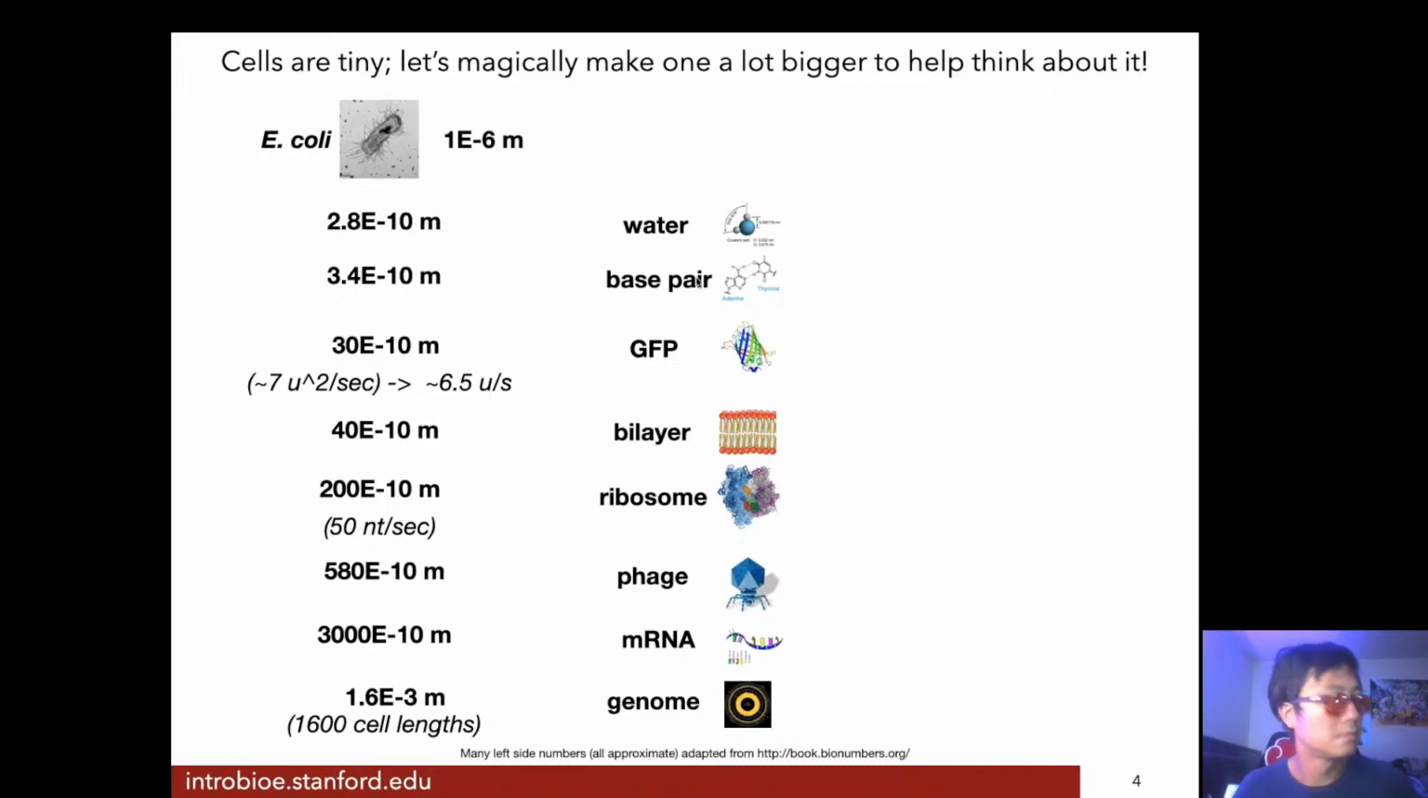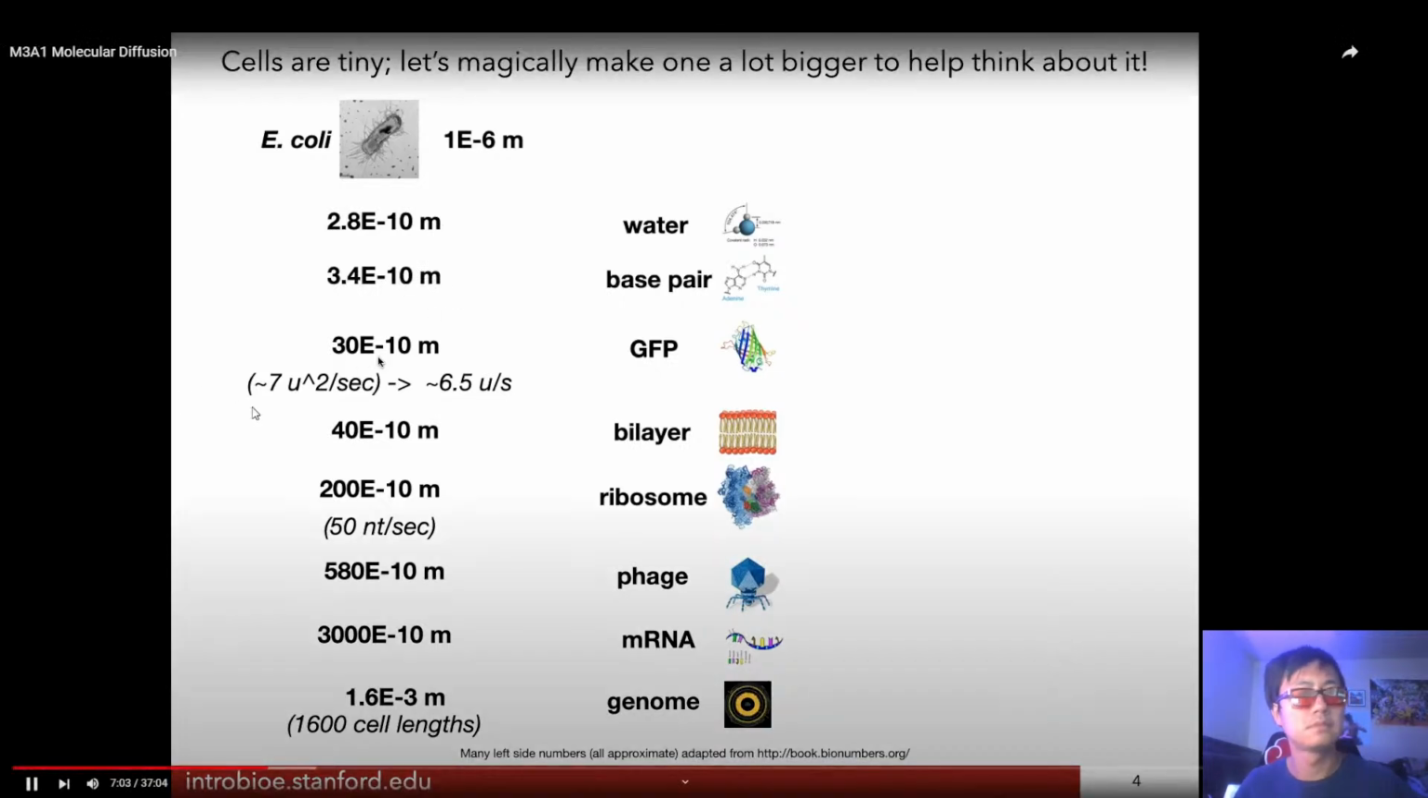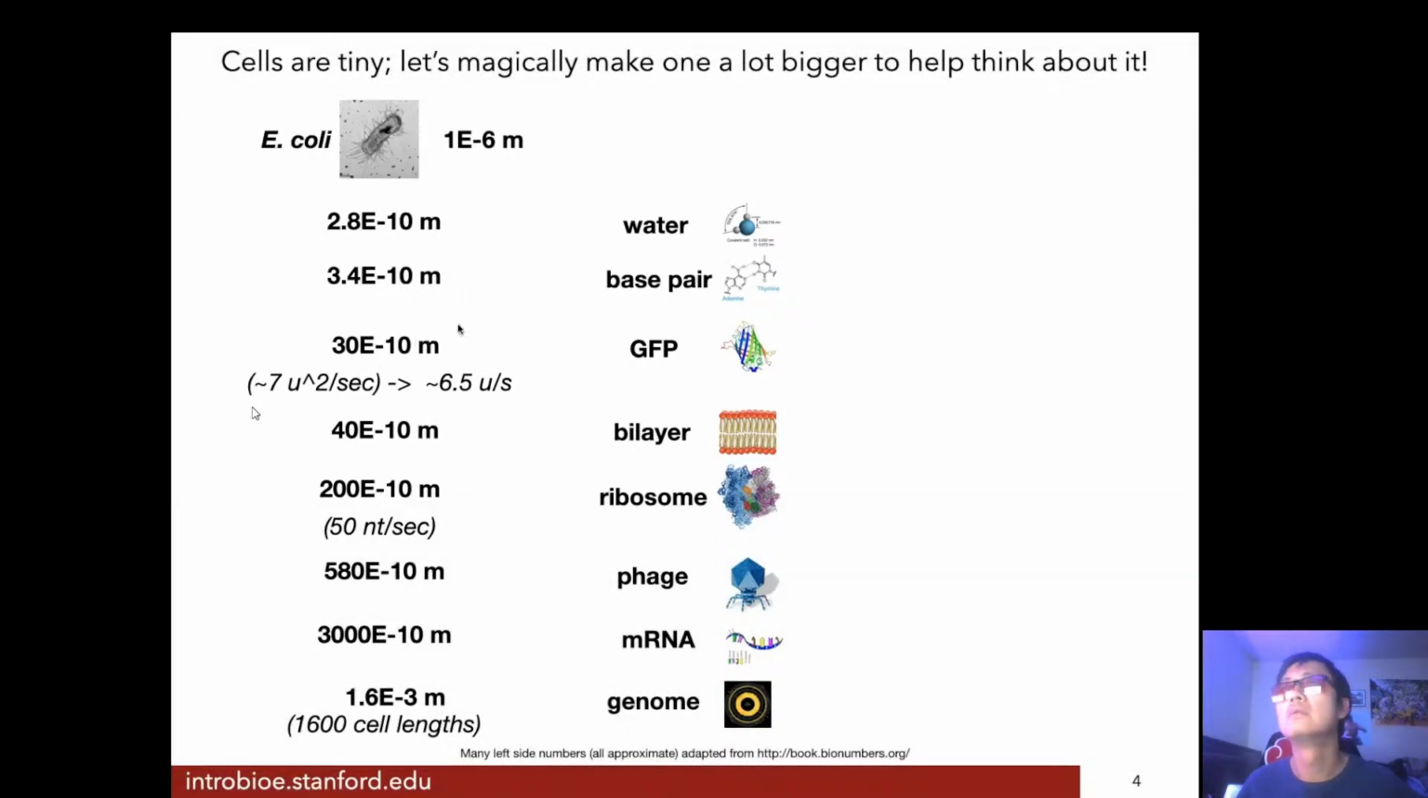How about a base pair of DNA? 3.4 × 10⁻¹⁰ meters. What about this green fluorescent protein? Well, it's about 3 nanometers, or 30 tenths of a nanometer. I'm keeping everything in 1 × 10⁻¹⁰ just so you can compare it more easily. This protein, a typical protein, maybe 3 nanometers in diameter. Bilayer, 4 nanometers or 40 tenths of a nanometer. A ribosome looks like it's approximately 20 nanometers.